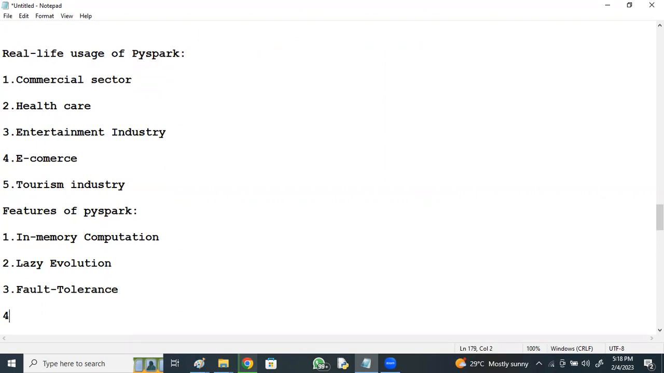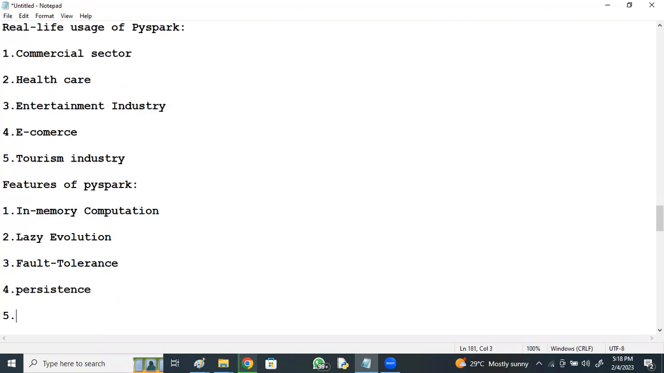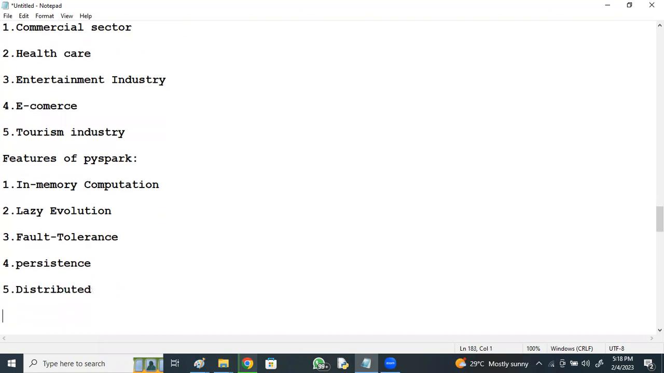One more important feature is persistence. Persistence means already executed transformations can be reused again, with no need to start from the beginning. I'll show you some examples later. And it is distributed RAM: your data objects are distributed across multiple RAMs of multiple systems, and the data is processed in parallel. So these are the main features.